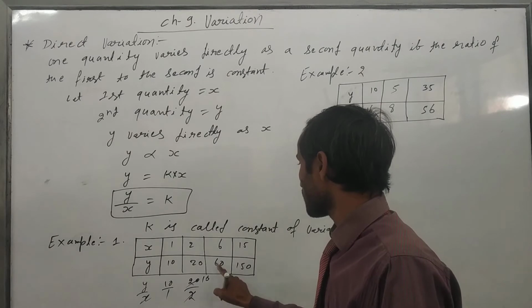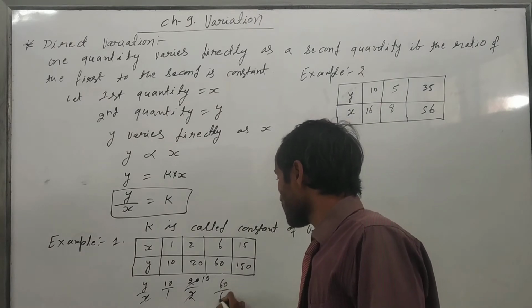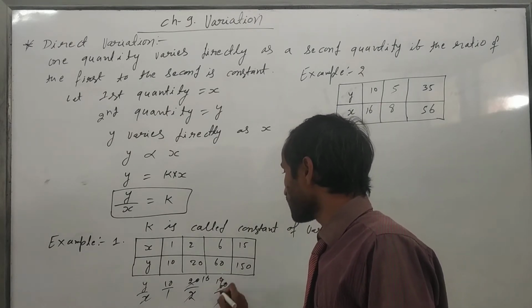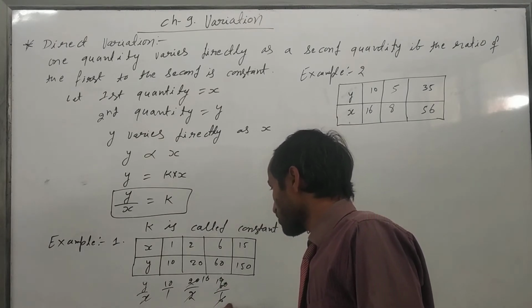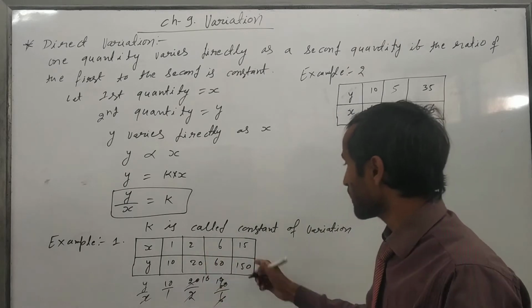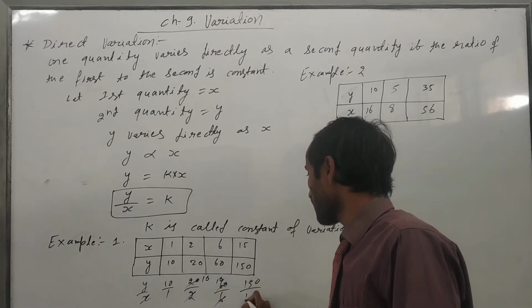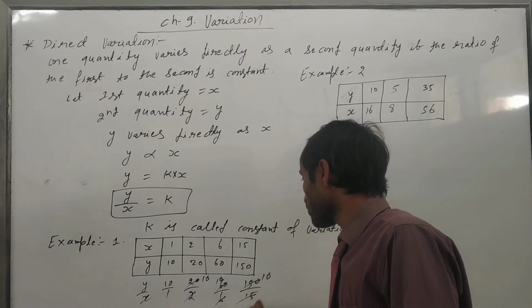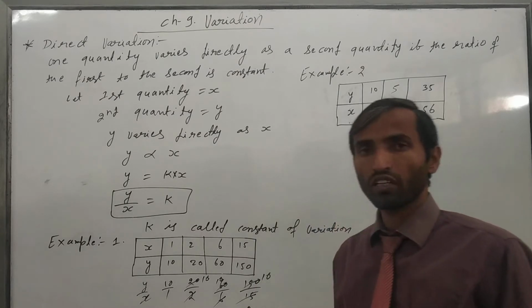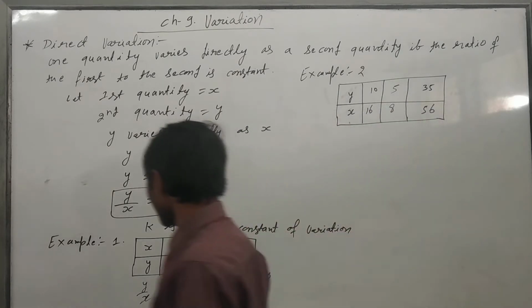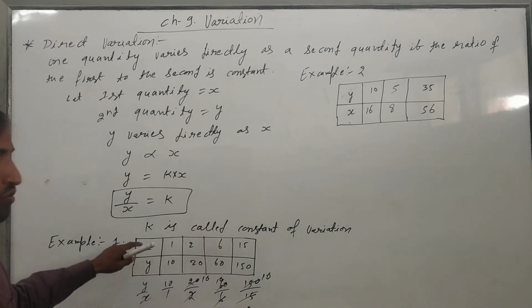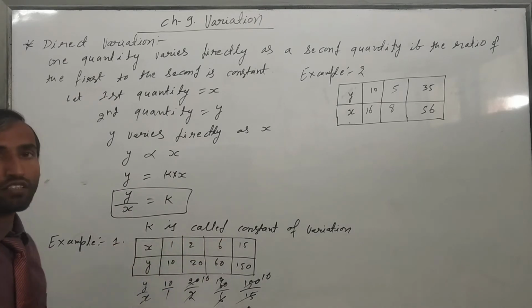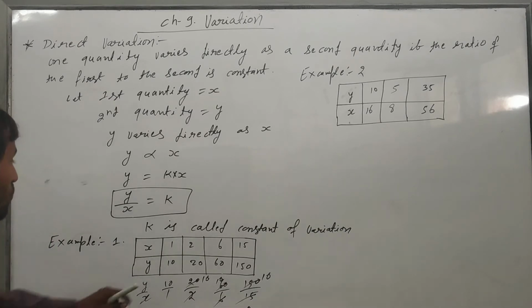After that in the third one, 60 upon 6. Again cancel out, it will come 10. So here also 10 upon 1. In the last one, 150 upon 15, cancel out, it will come 10, so it is also 10 upon 1. So the ratio is the same in each value, so we can say that x and y vary directly proportionally. So these are direct variations.